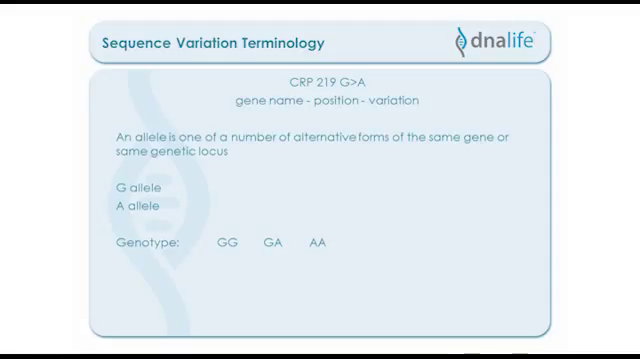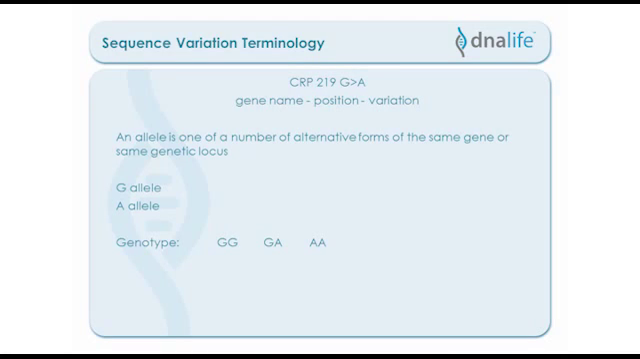219GA. Now what this means, the CRP is the gene name. The 219 refers to the position of either the nucleotide or the amino acid on either the DNA or the protein strand on which it's found. And the G to the A is telling you the variation that we're looking at. So in this particular example, we know it's nucleotide because it's G and A. So at position 219 on the CRP gene, there's sometimes a change from a G to an A.